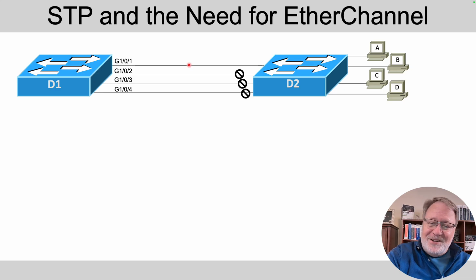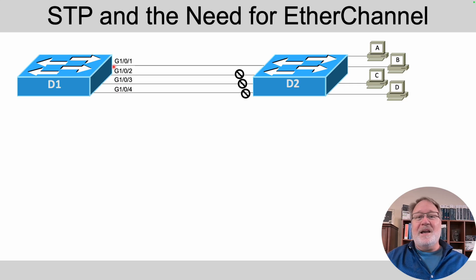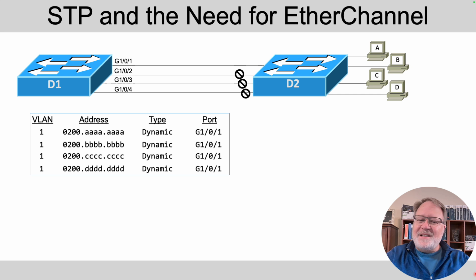If it didn't, you'd have a loop, say, going in and out of gig 1/0/1 and 1/0/2. So it's going to end up blocking there. And what EtherChannel does is avoid letting spanning tree block on those other 3 ports, in this case, making all of them active at the same time. To help explain how that works, take a look at this MAC address table on switch D1 that I've got showing here below now.